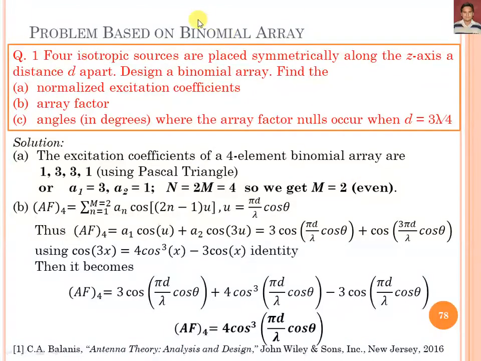This is a problem based on the binomial array. We are taking four isotropic elements in a series array, placed along the z axis with spacing d, and we need to design a binomial array. First find the normalized excitation coefficients, the array factor, and then the angles in degrees where the array factor nulls occur when d is equal to 3 lambda by 4. This is the simple procedure, and we can use the Pascal triangle to calculate the normalized excitation coefficients.